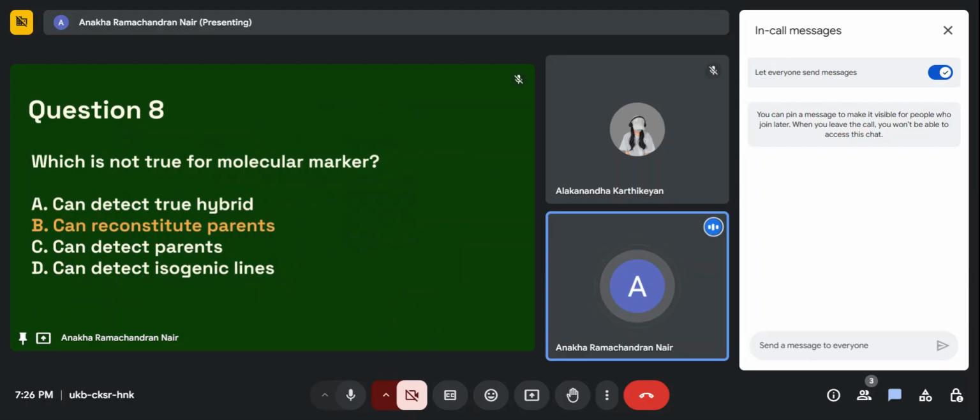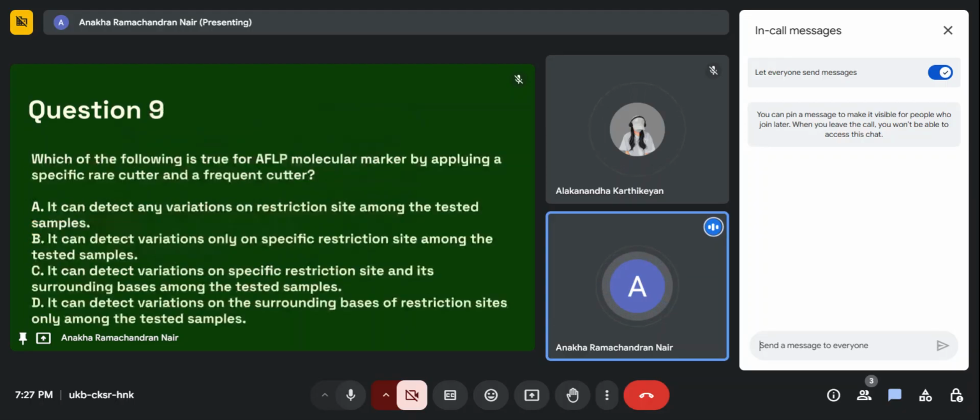So they are isogenic but different at only one area, right? But they cannot reconstitute parents. Okay, they cannot recreate actual parent organisms themselves. So that's why the other options are not the correct answer. So this is the correct answer because it is not true for molecular markers. Okay. Let's move on to question number 9. This is, which of the following is true for AFLP molecular markers by applying a specific rare cutter and a frequent cutter? There are four options given to you.